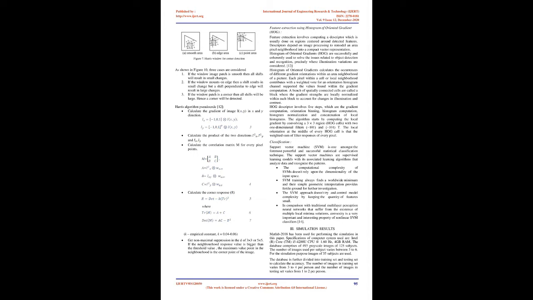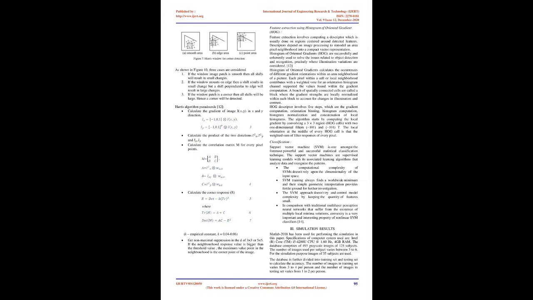As shown in figure 10, 3 cases are considered. 1. If the window image patch is smooth, then all shifts will result in small changes. 2. If the window mounts on an edge, then a shift along the edge results in small change, but a shift perpendicular to the edge will result in large changes. 3. If the window patch is a corner, then all shifts will be large. Hence a corner will be detected.